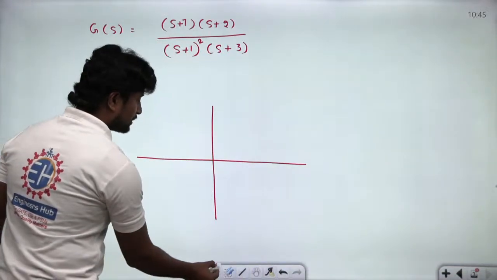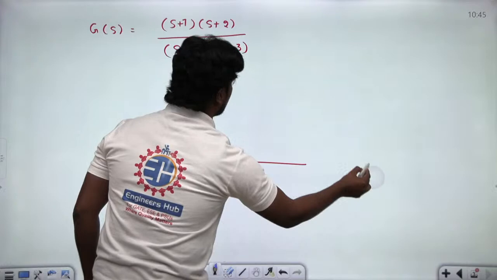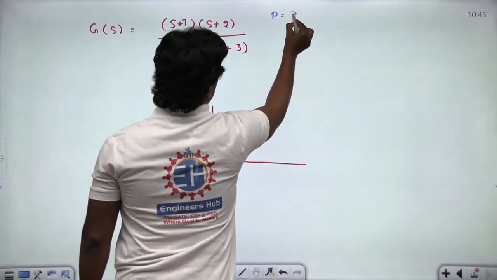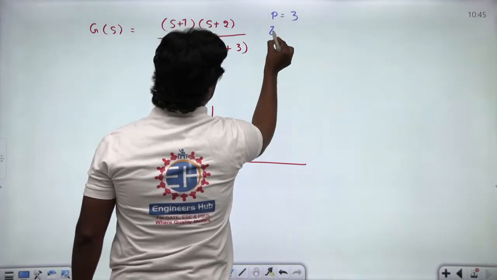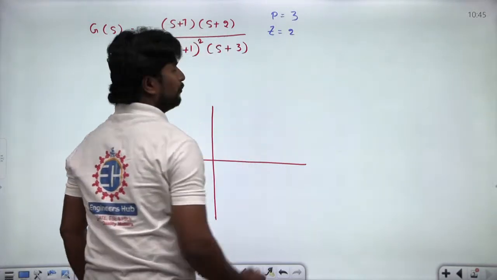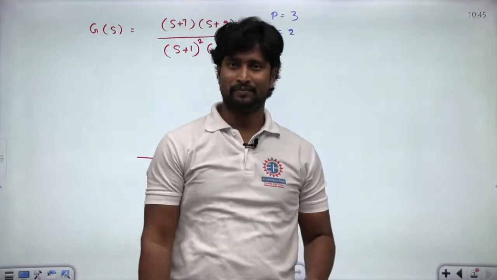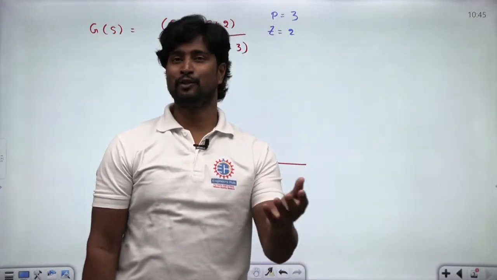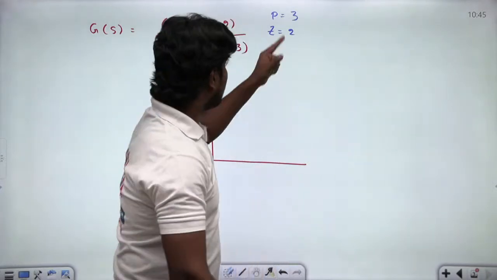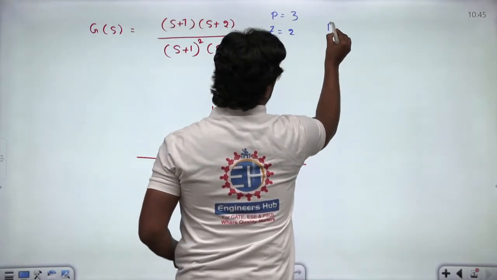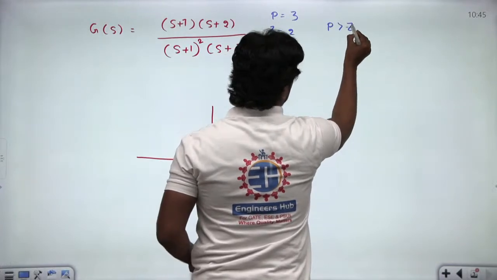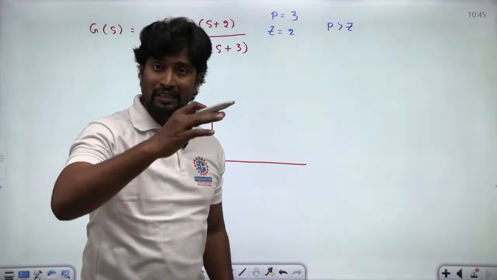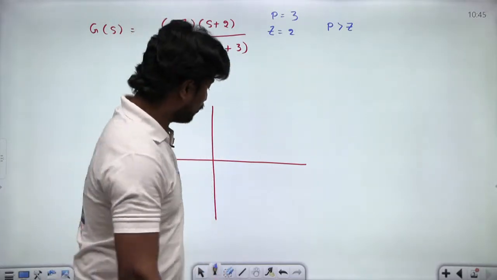How many poles are here? Check once. The number of poles is 3, and the number of zeros is 2. Where they are present, it's not a matter: at -3, -7, -5, it's not a matter. Guys, carefully observe it. The number of poles dominates the number of zeros. So once you recognize that point, you go step by step. So what are those steps?